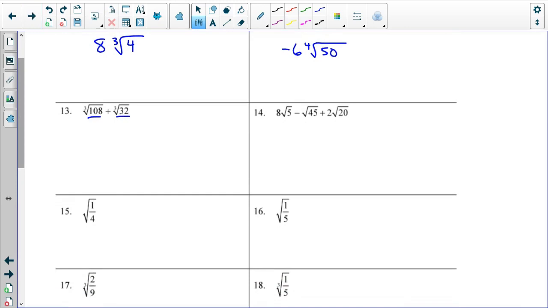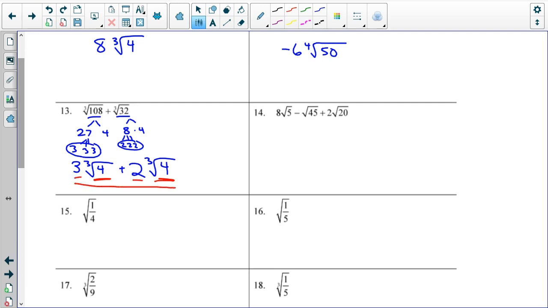But if I have situations where I have unlike radicals, I have to try and break those down as much as I possibly can. So 108 is 27 times 4. 27 is 3 times 3 times 3. So I can rewrite this as 3 times the cube root of 4. 32 is 8 times 4, or 2 to the 5th. But these 3 copies of 2 can move to the outside. So I can have a 2 on the outside times the cube root of 4. Since I now have common radicals, I can add the coefficients together, basically. And I have 5 times the cube root of 4 is my final answer.